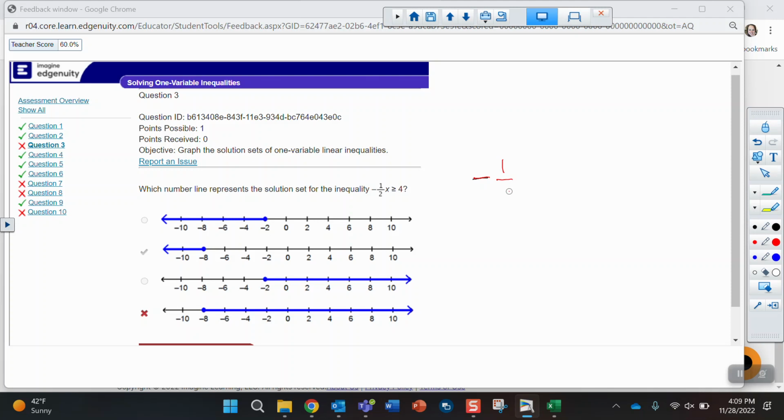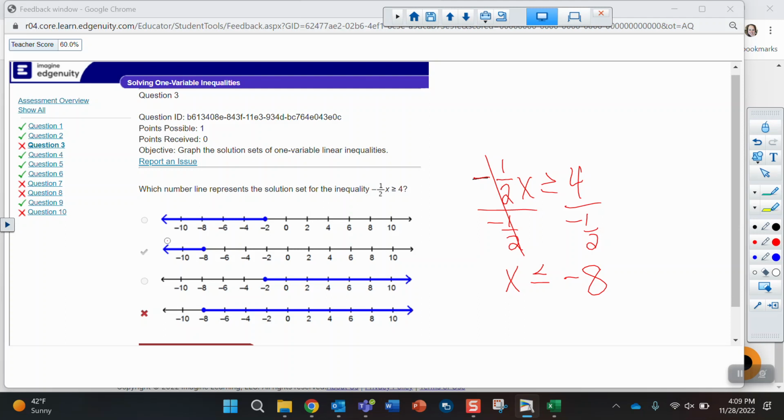So I have negative 1/2 x is greater than or equal to 4. I'm going to divide both sides by negative 1/2. And remember that when you multiply or divide by a negative, that does flip the symbol. 4 divided by a negative 1/2 is negative 8. So we should have a filled in circle at negative 8.